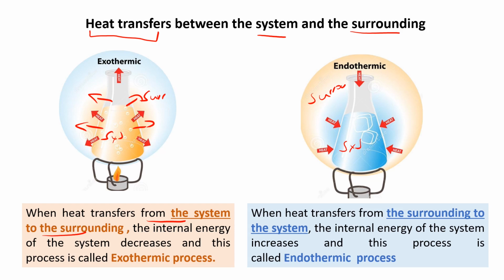In this case, the internal energy of the system decreases, and this is called an exothermic reaction, while in the endothermic reaction, the opposite happens. The heat transfer goes from the surroundings, so there is heat coming from outside and melting the ice. The internal energy of the system increases, and this is called an endothermic process. So yes, they sound very similar, but they are not exactly the same concept: exothermic, endothermic, and exergonic and endergonic reactions.